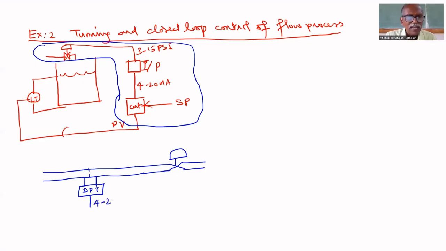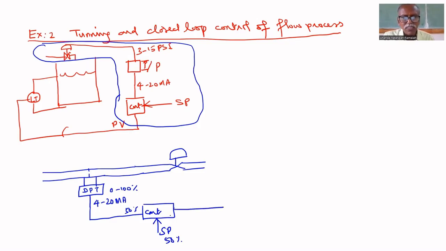That flow rate is 4 to 20 milliamps. 0 to 100% is represented by 4 to 20 milliamps by this DPT transmitter. The flow rate we are getting should be given to the PID controller. For the controller, we are giving the set point also. Set point means what flow rate you require. 50% flow rate is required, I may say. If the flow is 50%, no problem. Otherwise, the controller will adjust the valve opening. Its output is 4 to 20 milliamps.